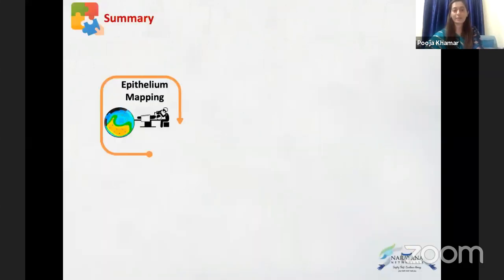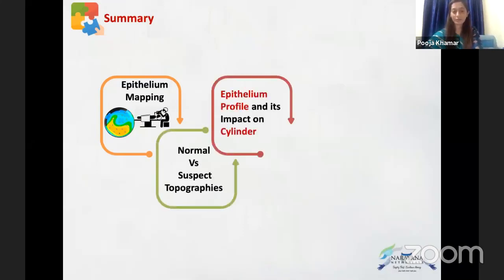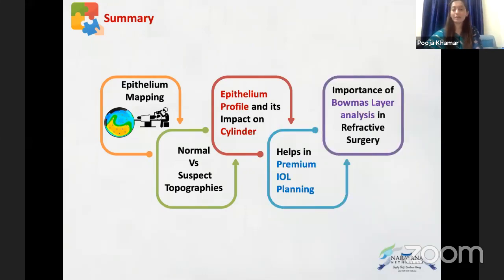Just to summarize, epithelial mapping has a very significant role in your refractive and cataract surgeries. It can help in differentiating normal and suspect topographies. The epithelial profile has an impact on your cylinder, so you need to take that into consideration. It helps in your premium IOL planning, and there is an importance of Bowman's layer analysis in refractive surgery.